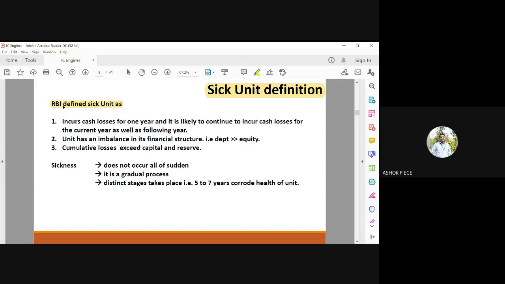So a sick unit is defined by RBI as one that incurs cash losses for 1 year and is likely to incur cash losses for the current year as well as the following year. So, three consecutive years. For the past year it had a loss. Current year also it is going to have a loss. The following year also it is predicted to have a loss. So if you have three consecutive losses, out of which two losses happened and one loss is predicted, that is going to be called a sick unit.